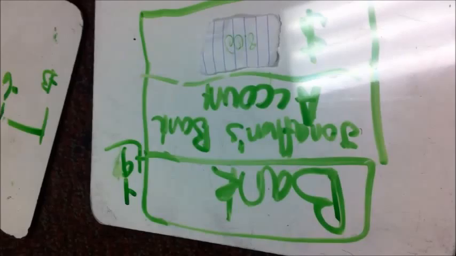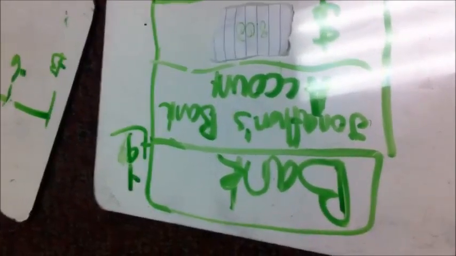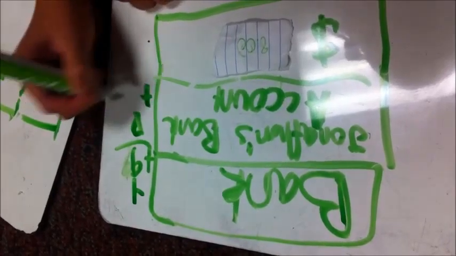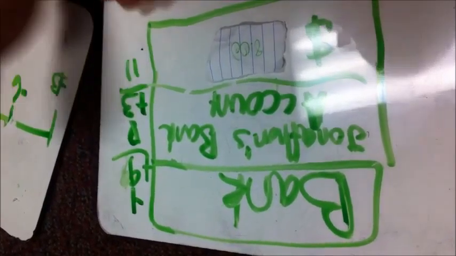Next, he found $3 in the restroom. Since it's going to be 8 here, we're going to add 3, which will be 11.